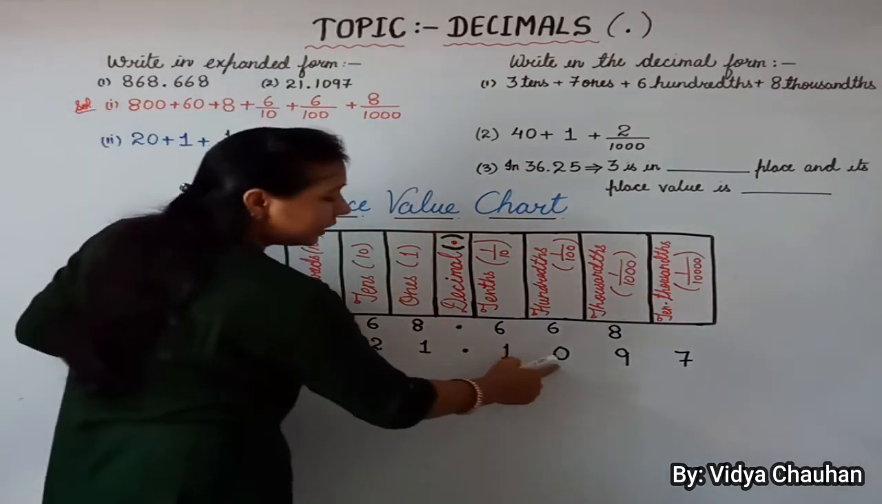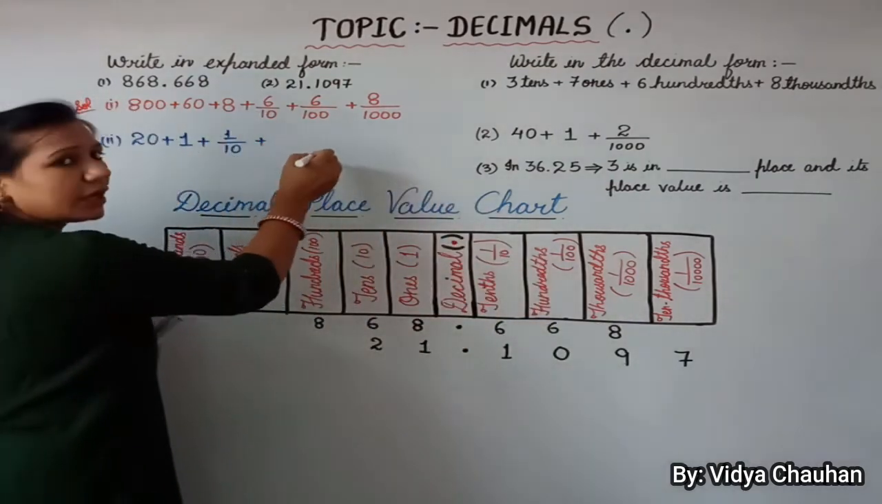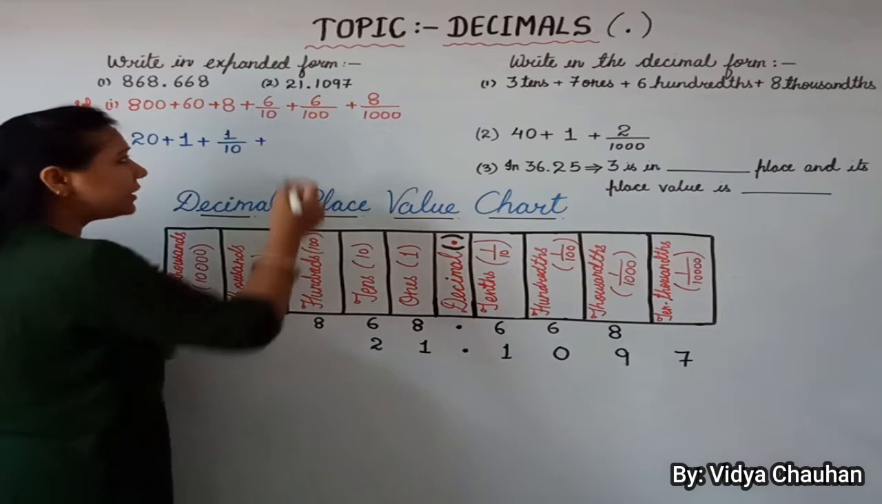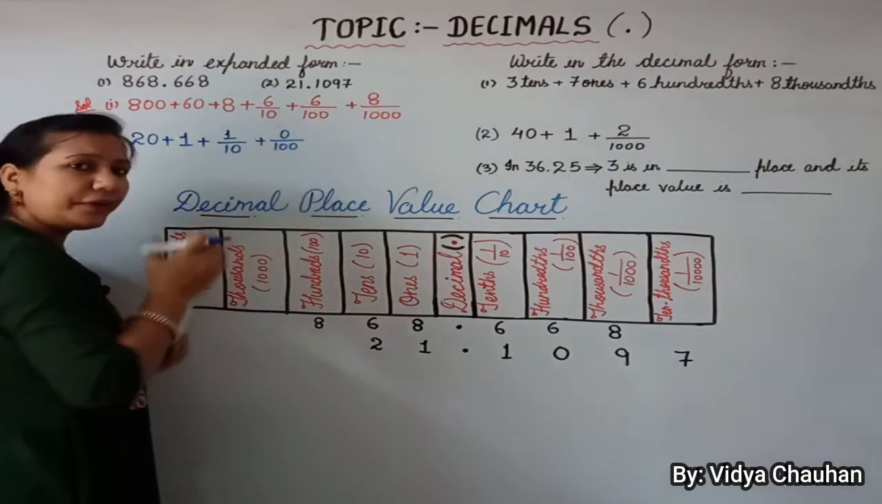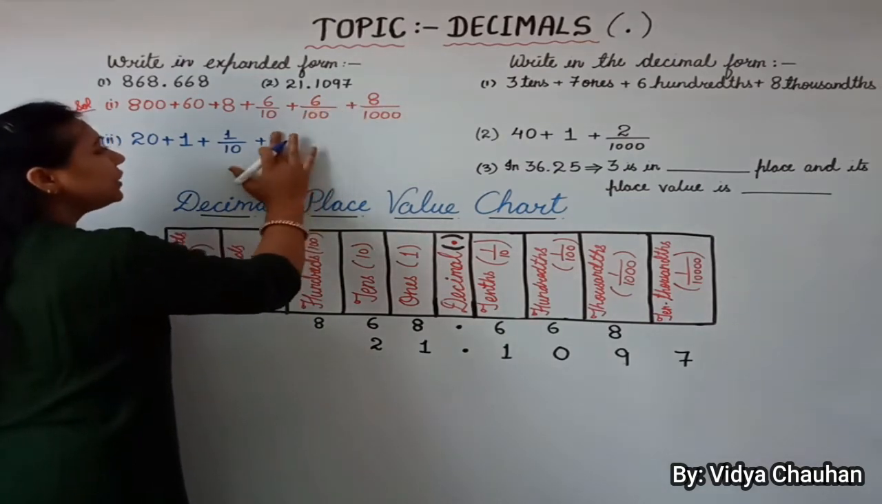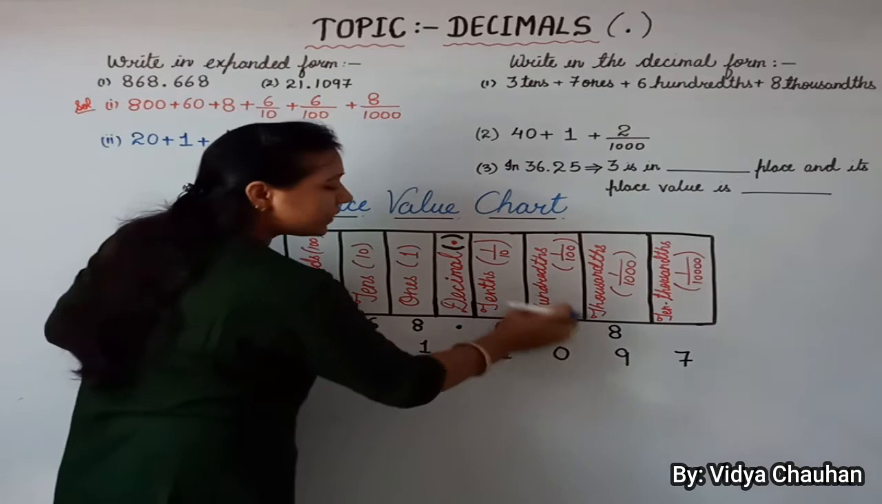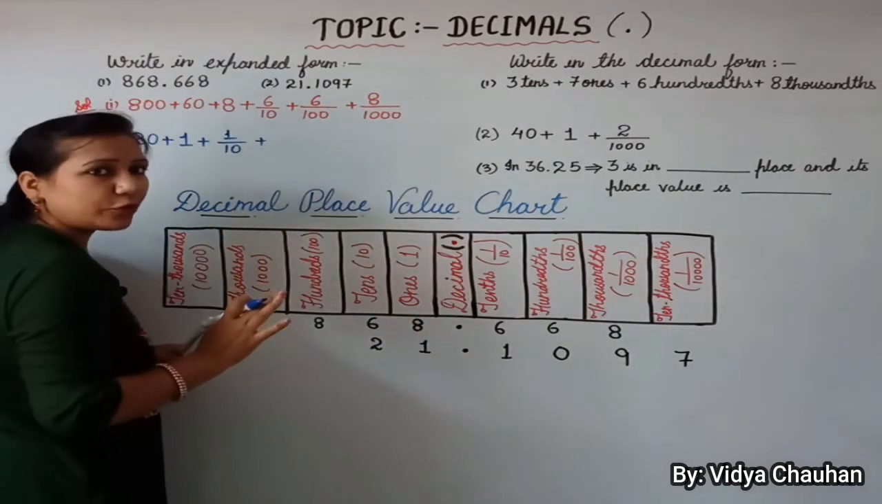Plus 0 at the hundredth place. So either you write 0 upon 100 or you just leave it. Both the ways it is correct. Either you write it as 0 upon 100, this is also correct, or you may skip this value because we do not count the place value for 0 like this. We do not write it in the expanded form.